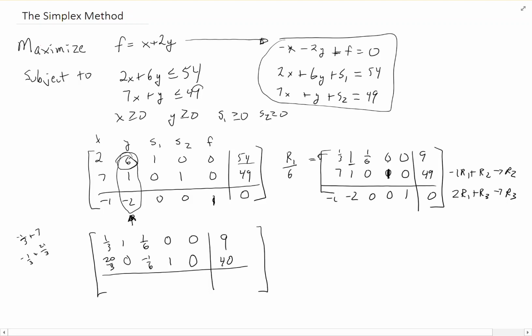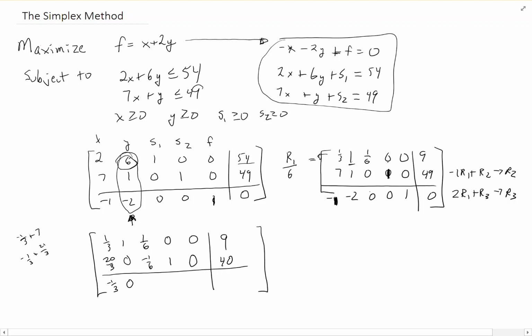All right. And then I want to do 2 times row 1 plus row 3. So 2 times row 1, 2 times 1/3 would be 2/3. 2/3 plus the negative 1/3 would leave us with 1/3 there. 2 plus a negative 2 would be 0.